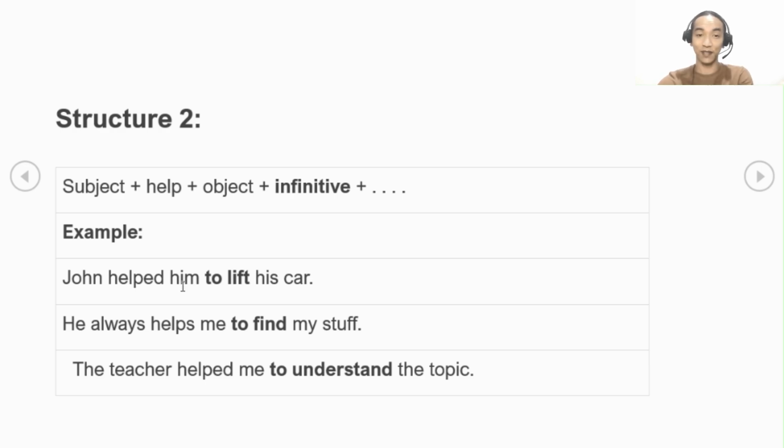Okay? So now the second structure is subject, help, object plus to verb, or the infinitive form. Example: John helped him to lift his car. He always helps me to find my stuff. The teacher helped me to understand the topic. So in this case, instead of using the verb in its base form, you can also use to plus verb, or what we call the to infinitive.